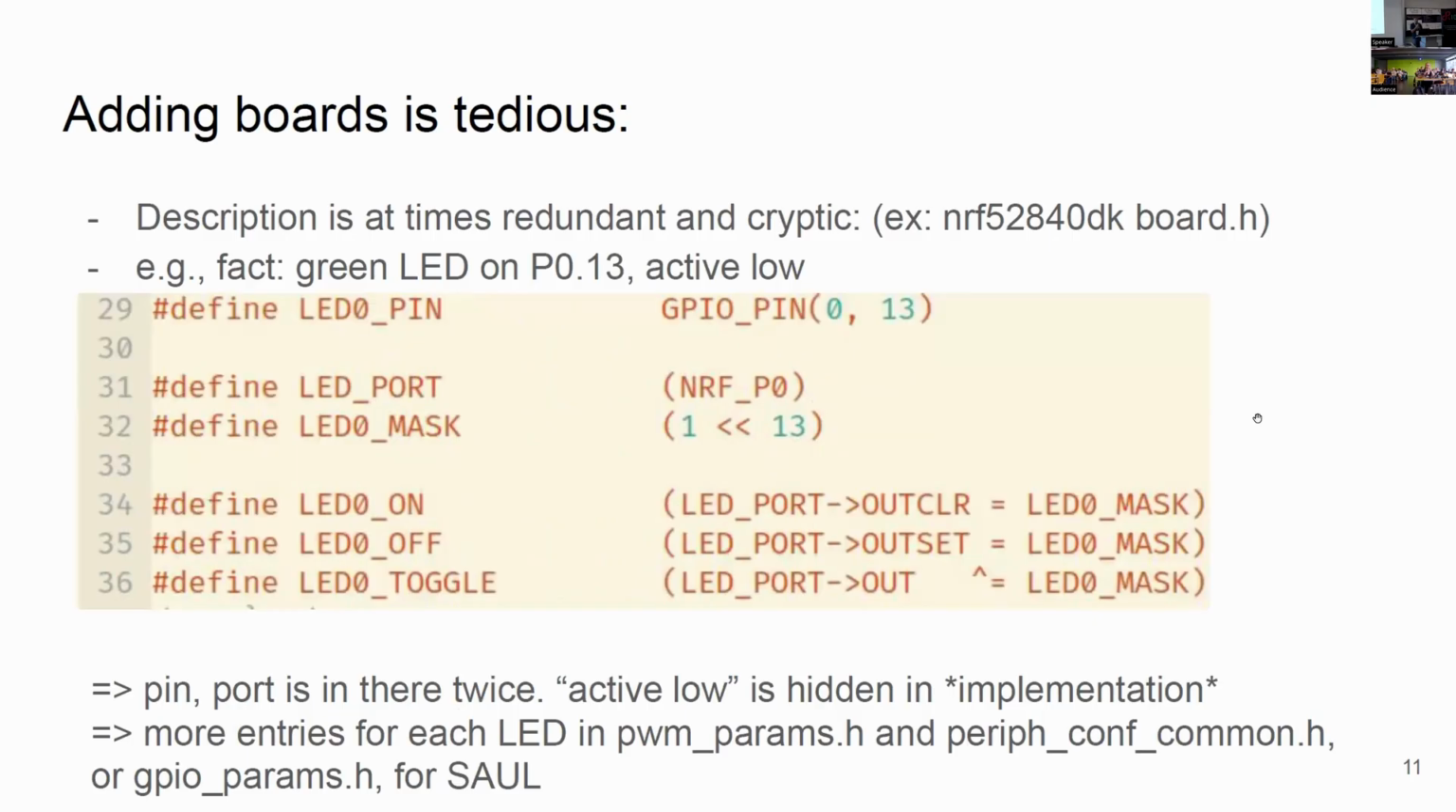For the LED it is a bit different. The fact that there's a green LED on pin 13 and it's active low: here we can't even talk about implementation details, because that is the actual implementation of macros. What's hidden in there? For the LED on macro, we clear the register bit, because it is active low. So that information is somehow encoded in that. And actually the LED needs a couple more entries for that.